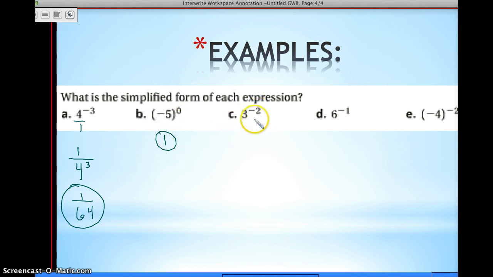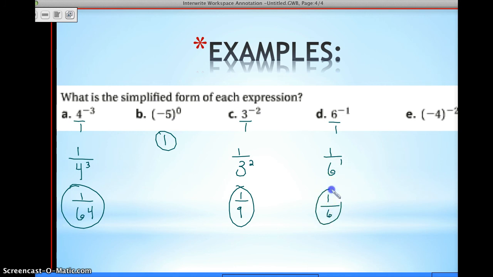3 to the negative 2, put a 1 under it, flip it, and it turns it into a positive exponent, you end up with 1 over 9. 6 to the negative 1, if you flip it, it will make it a positive, and 6 to the first is 6, so 1/6.